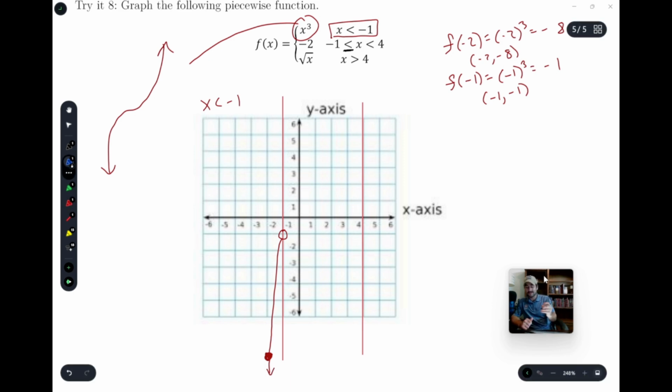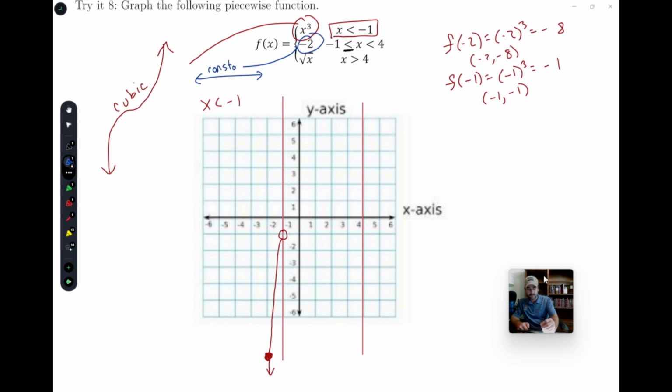Now I'm going to look at this constant function, and if you look at that, that's a number. That's a constant function, which looks like a line. I'm going to write that. Cubic. This blue one's going to be constant. And that's a constant at -2. And so I'm going to start at -2, and I'm going to stay constant at -2 until I get to my next boundary condition. And there's graphing a constant function.